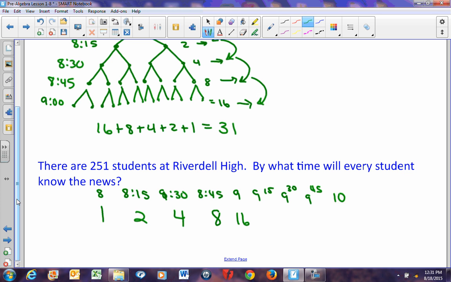Okay, so then we got 16 times 2 is 32 new people. 32 times 2 is 64 new people. 64 times 2 is 128. And then 256, but there's only 251 students, so I don't think we need this last one. Okay, so if we add all these up, 1 plus 2 plus 4 plus 8 plus 16 plus 32 plus 64 plus 128.